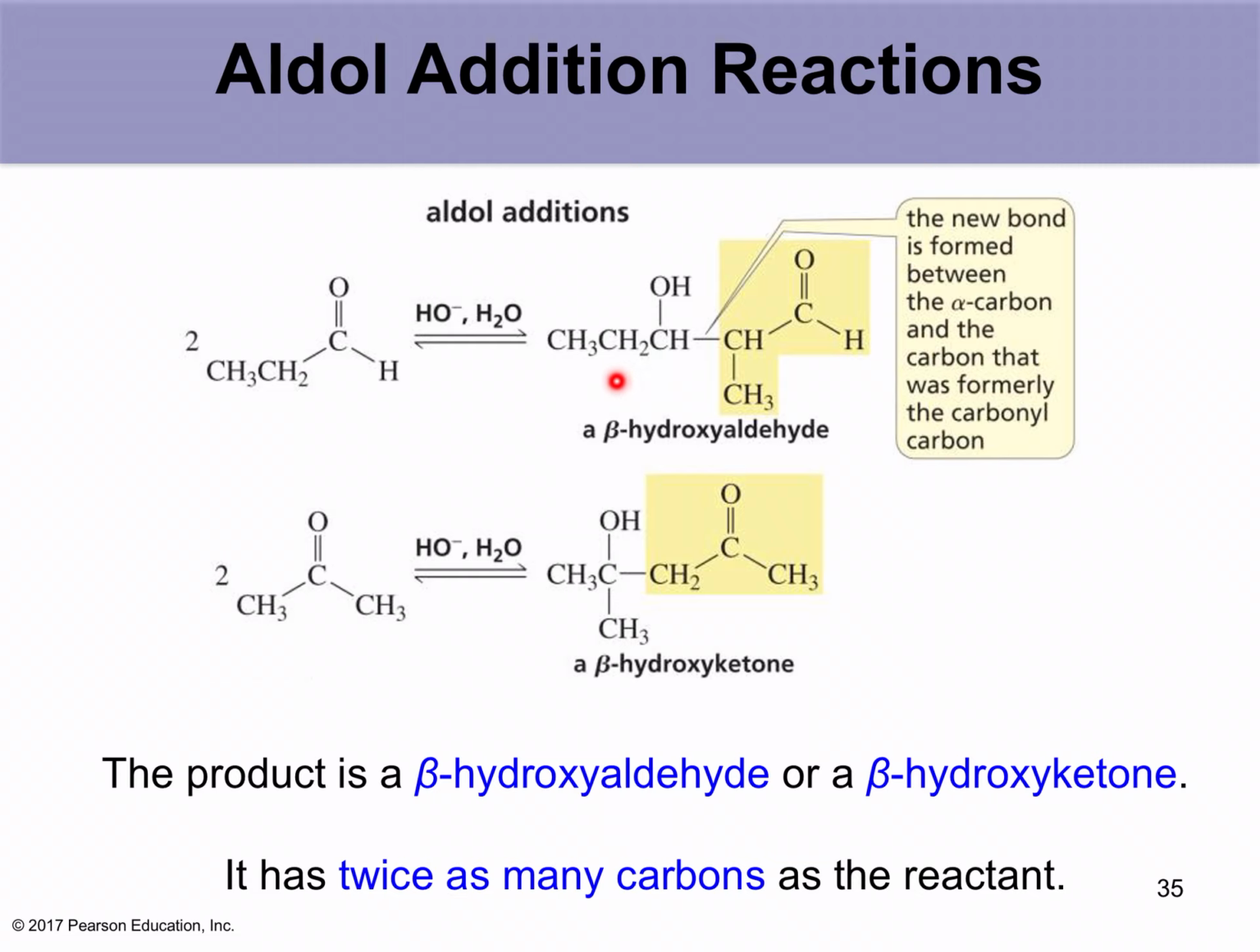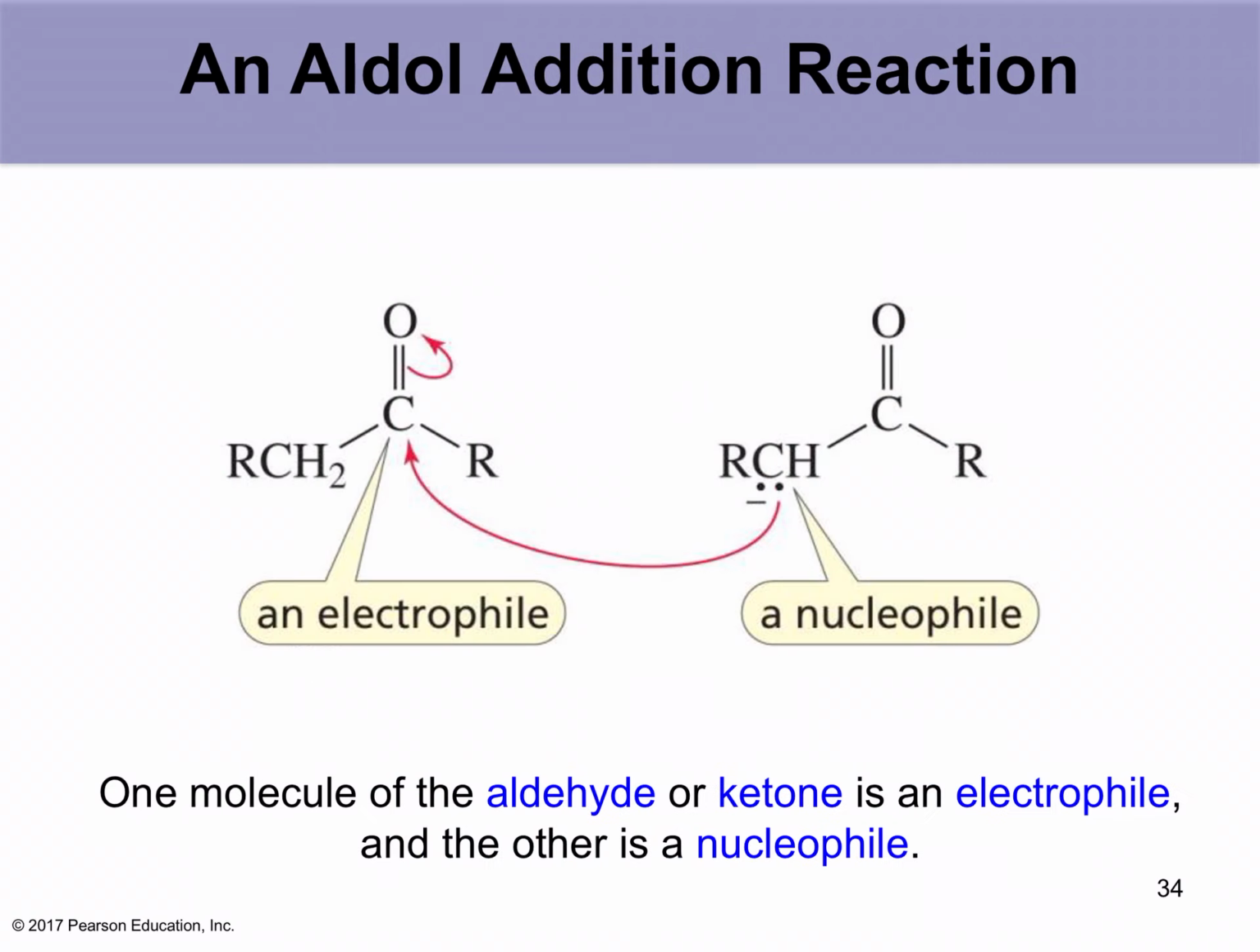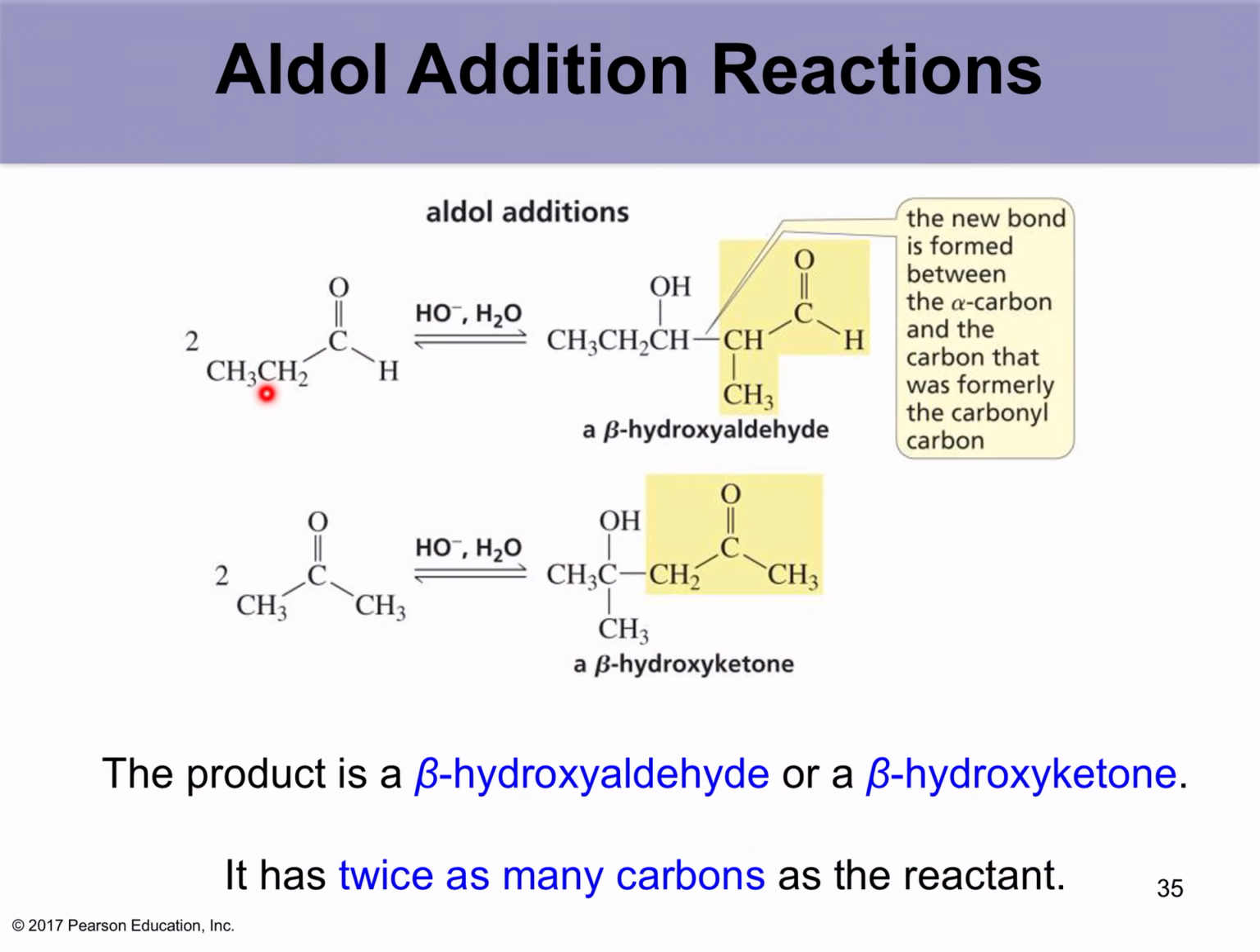So where is the new bond going to form? So here one of these molecules is going to form a carbanion like this, a nucleophile. Okay, so then if it is a nucleophile that's going to form from here, this carbon is going to connect to the carbonyl carbon of a different molecule. So if you consider this part as here and connect to the carbonyl carbon of another molecule, this is the new bond formed.